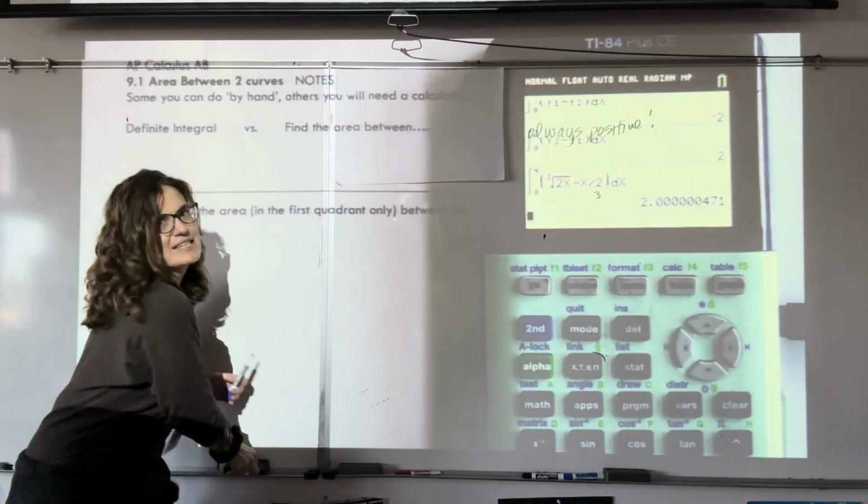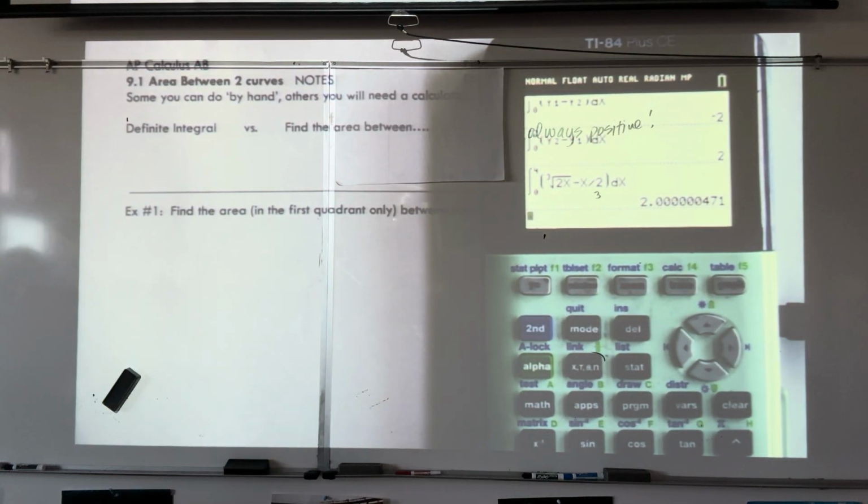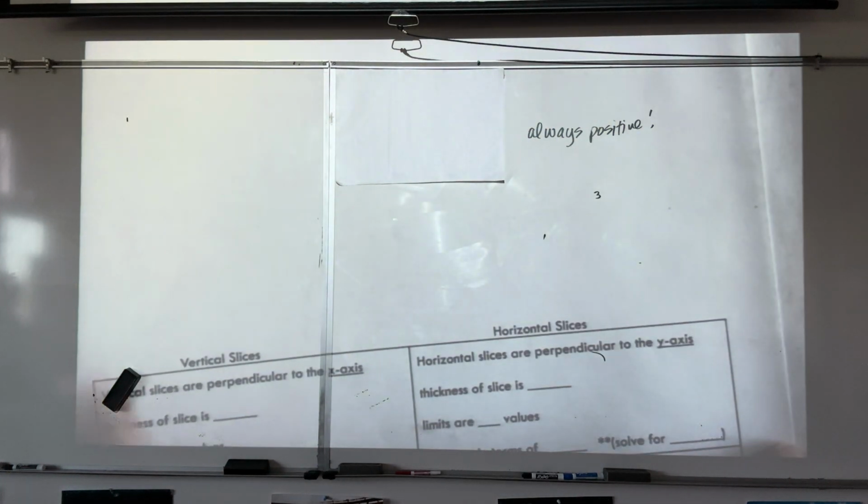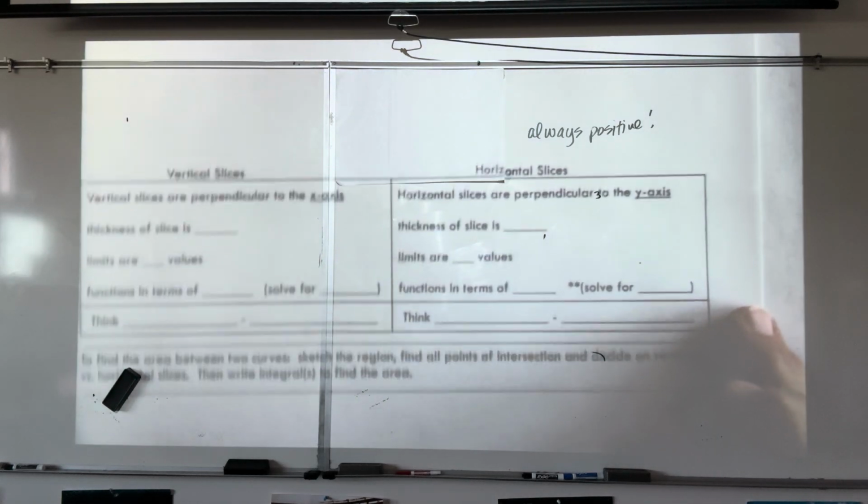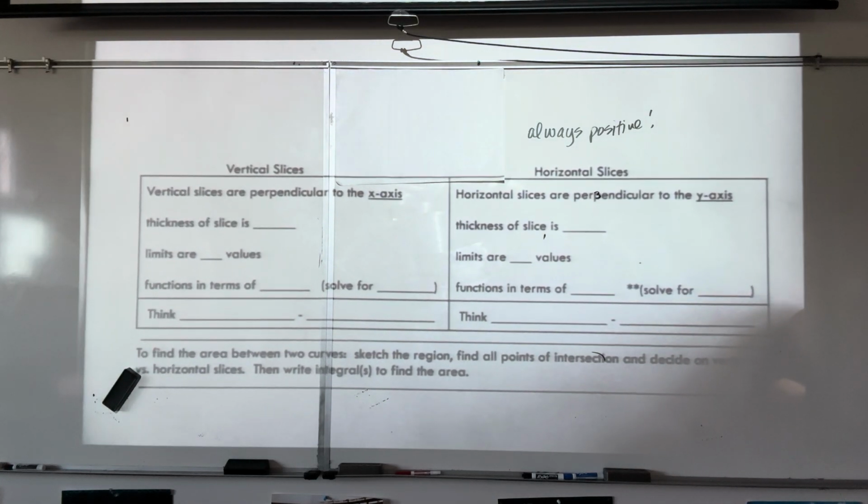Did it seem too fancy? I know. Okay, so let's fill this in, y'all. This is, for this whole section, every time we're going to do this.